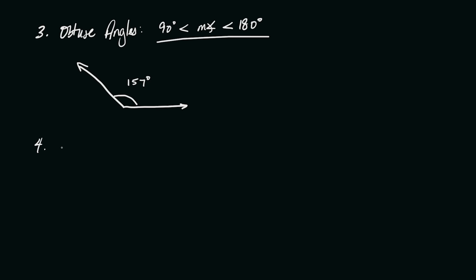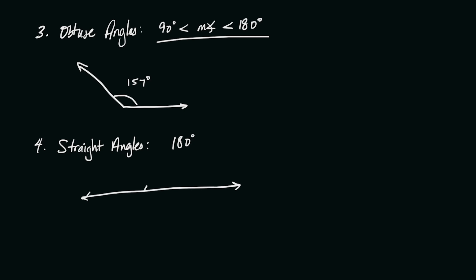Second to last, we have straight angles. Straight angles are just 180 degrees. Just like how the right angle is 90 degrees, the straight angle is 180 degrees. So it would just be one line right there, and of course, the angle is 180 degrees here.